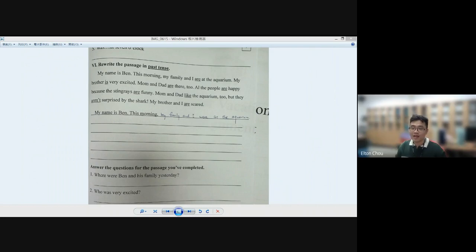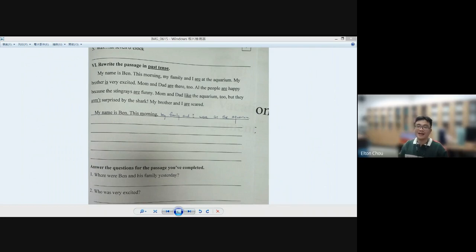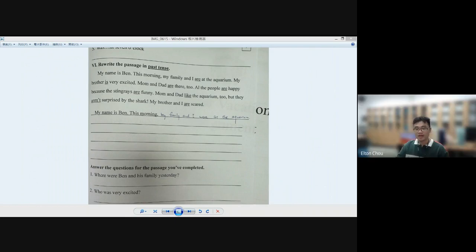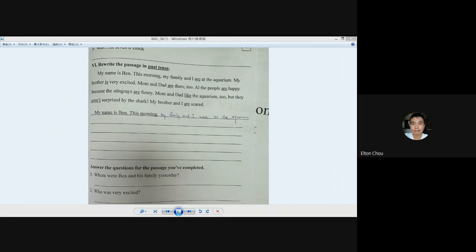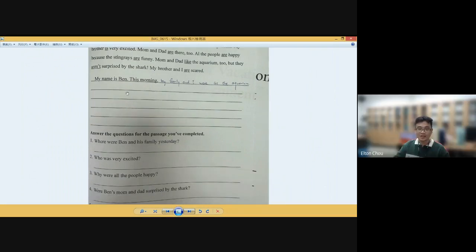Mom and dad, they liked the aquarium too, but they weren't surprised by the shark. My brother and I were scared. And after finishing the paragraph, please just answer the questions based on the story.